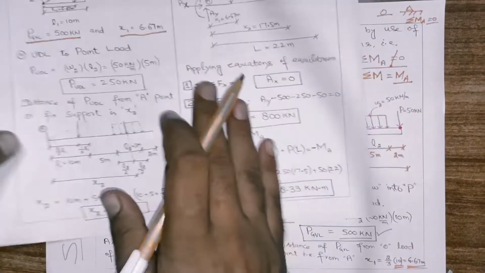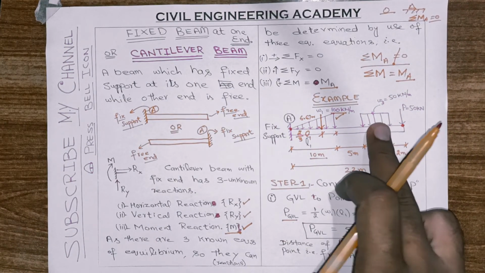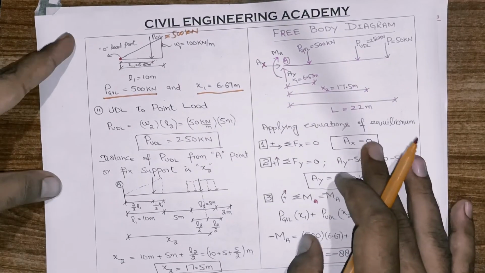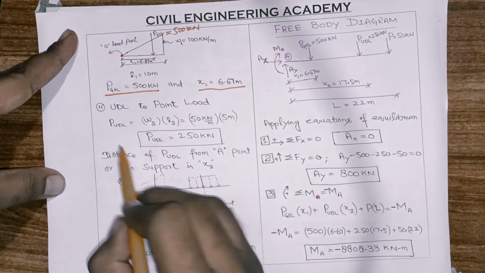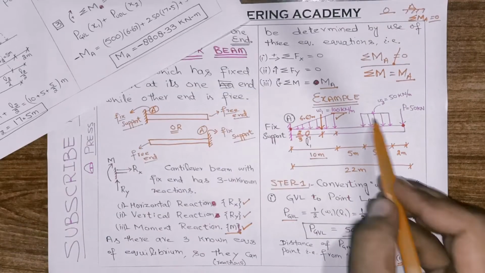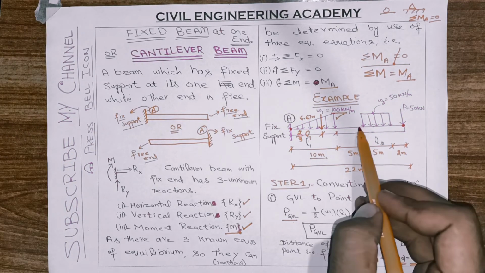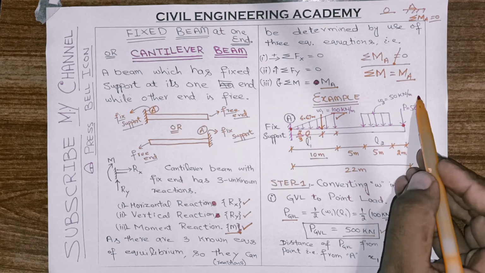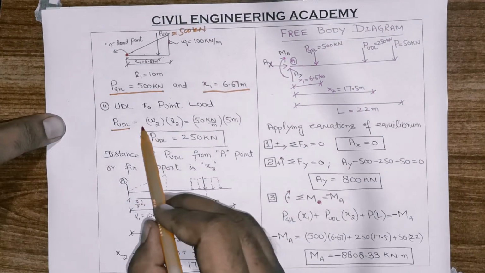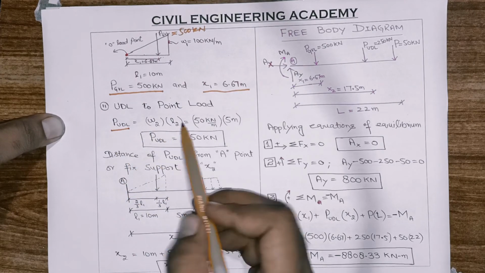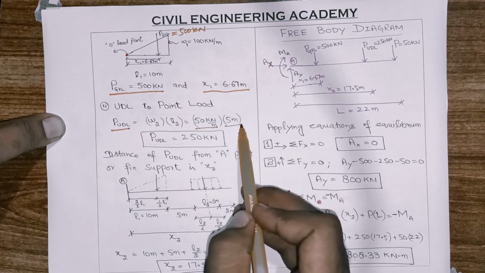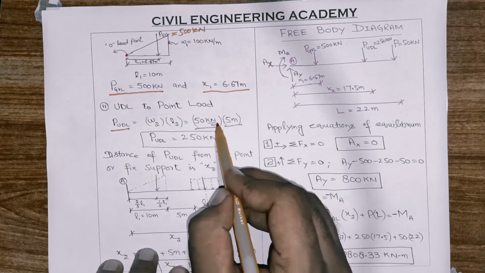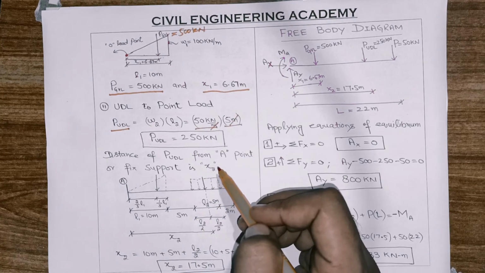So our next step is to convert this UDL into point load and to find out its distance from the fixed support. So it will be like this. For UDL, we have to calculate the area of this rectangle. What is the area of the rectangle? Length into width. What is the length of the loading? 5 meter, and the width is 50 kilonewton per meter. So in our case, PUDL is equal to W2 L2. W2 is 50 kilonewton per meter and L2 is 5 meter. So when we multiply 50 with 5, that will become 250 kilonewton. This meter will be cancelled with this meter.